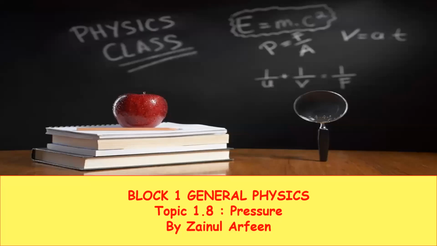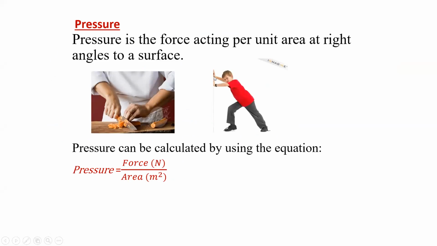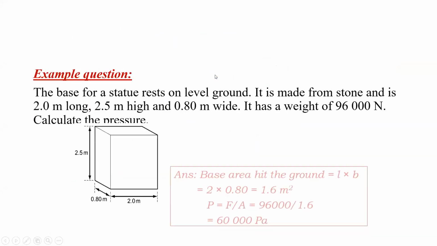So this is block 1 general physics, last topic, which is about the pressure. And we discussed already how we can calculate the pressure. Pressure is how much force is acting on a unit area. If we want to increase the pressure, we should apply more force and we should reduce the surface area.